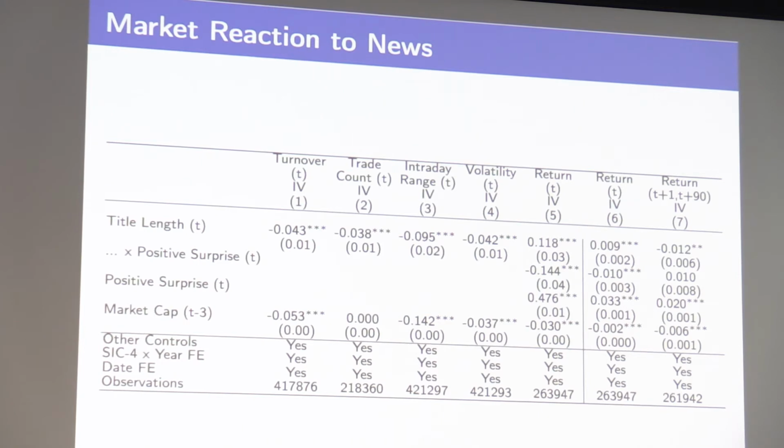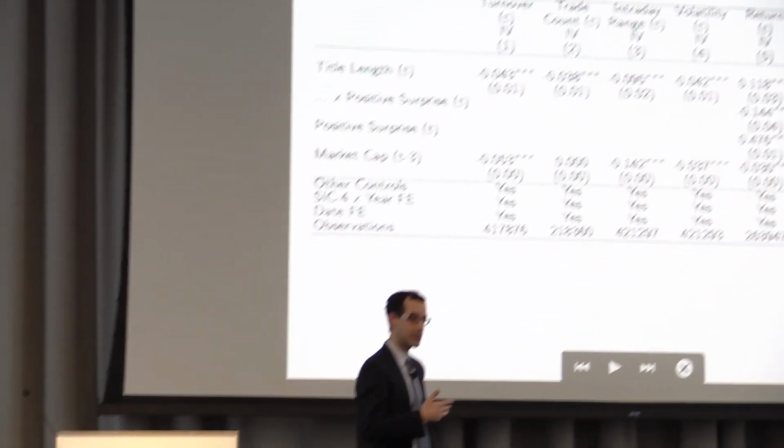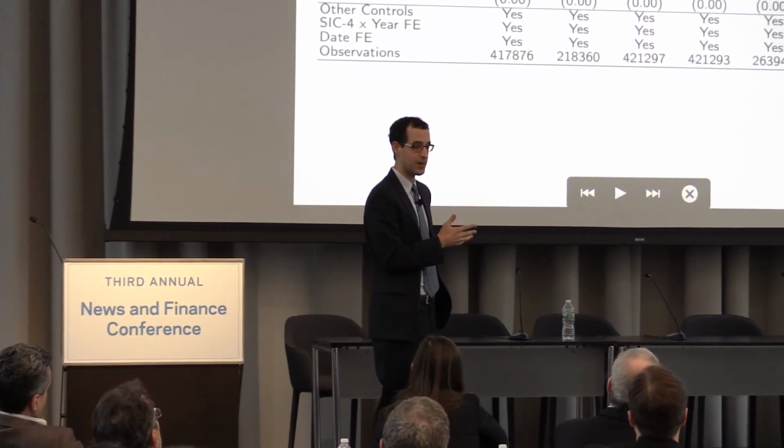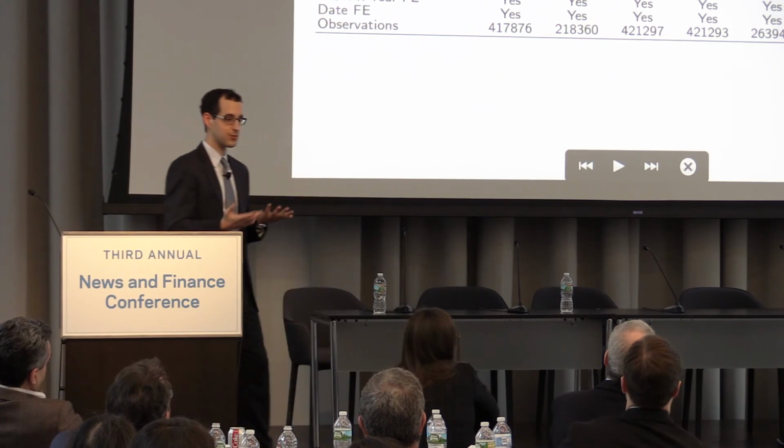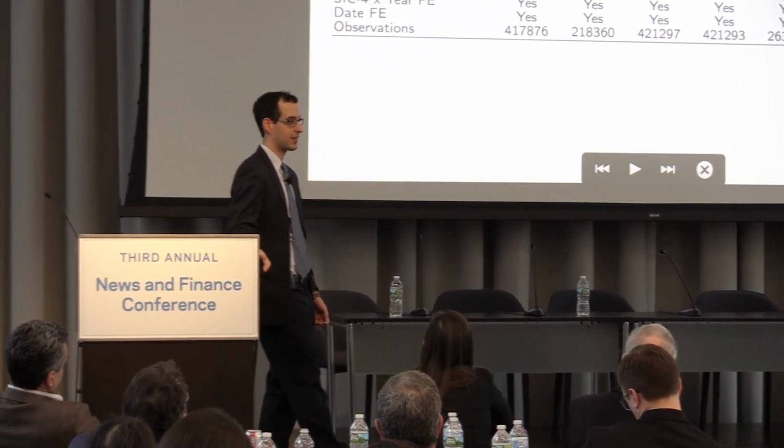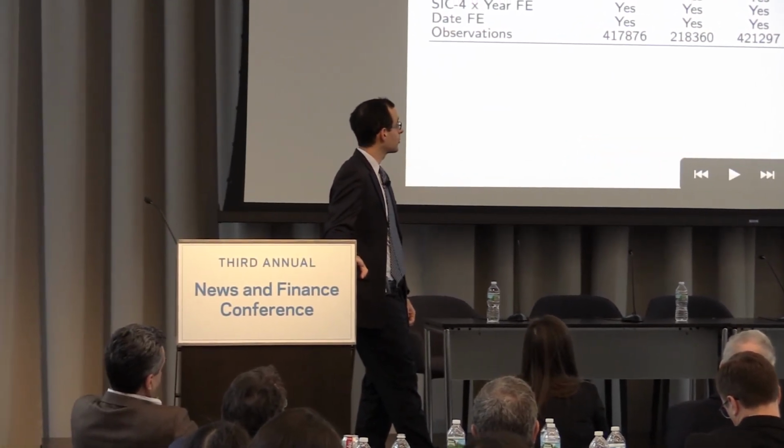Which would be consistent with the market underreacting and then having more post-earnings announcement drift for negative news. What's interesting is I don't see it really for positive news. If you look at the coefficients, it doesn't really look like there's a result for positive news, but it looks like there's something for negative news.